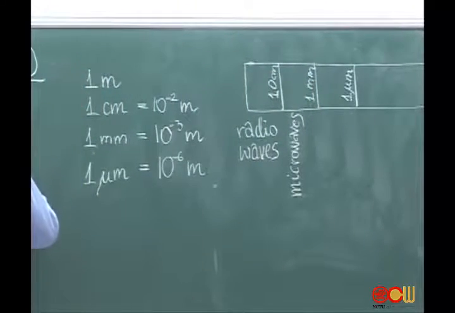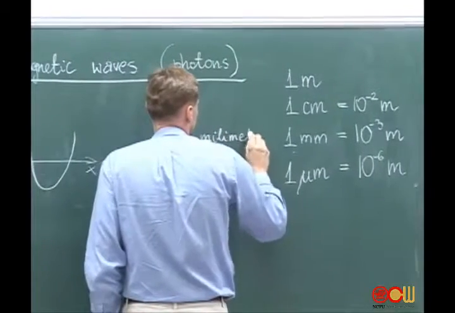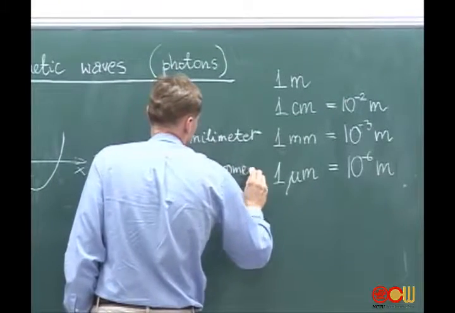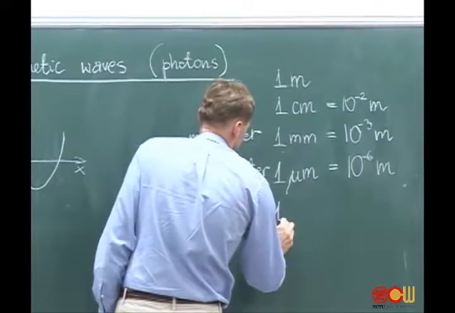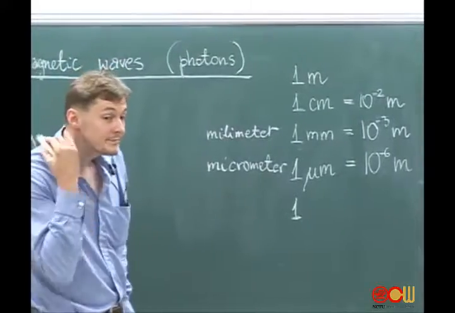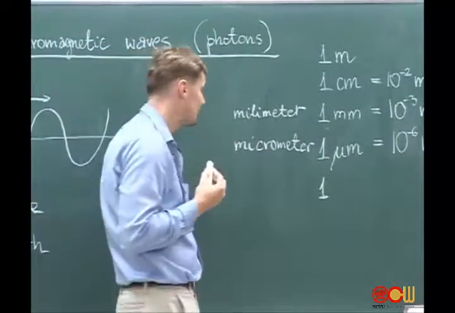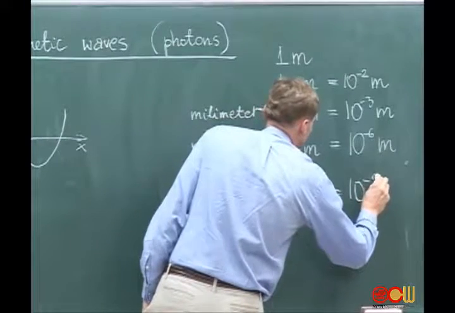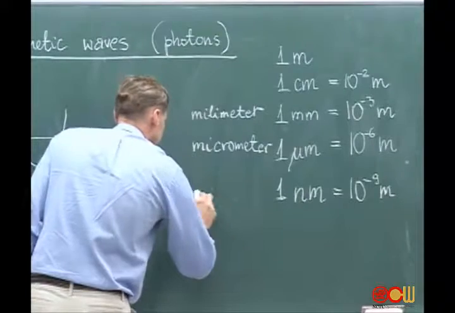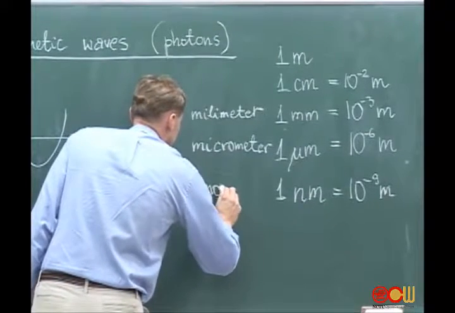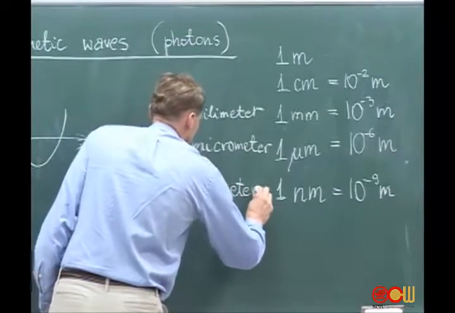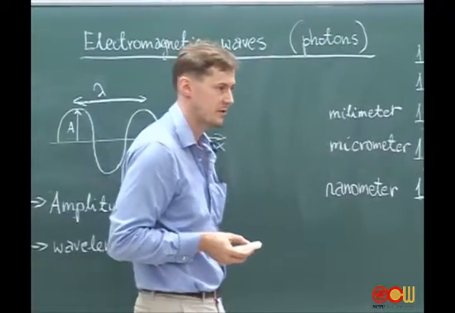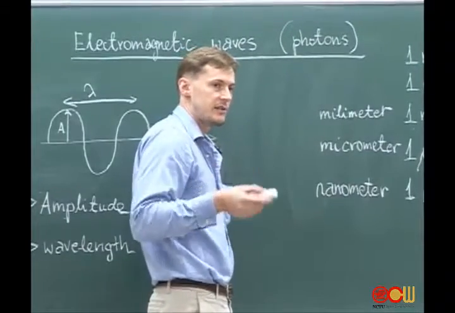So this everybody knows, but millimeter. Micrometer. What is the next on the list? Nanometer? Okay. nm, which is 10 to minus 9 meter. And it's nanometer. And I guess everybody knows the word nano, because that's one of the most popular words recently. Nanotechnology and so on and so on.